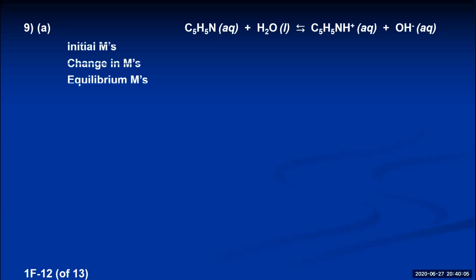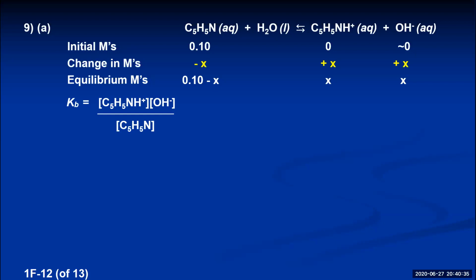The original pyridine concentration was 0.10, and we'll assume that before it ionizes, there aren't any products in the solution. If it's a weak base, some unknown amount of it will ionize, forming in a 1-to-1-to-1 ratio, X amount of the two products. The equilibrium molarities will be 0.10 minus X, X, and X. And these equilibrium molarities are related to the Kb through the equilibrium constant expression.